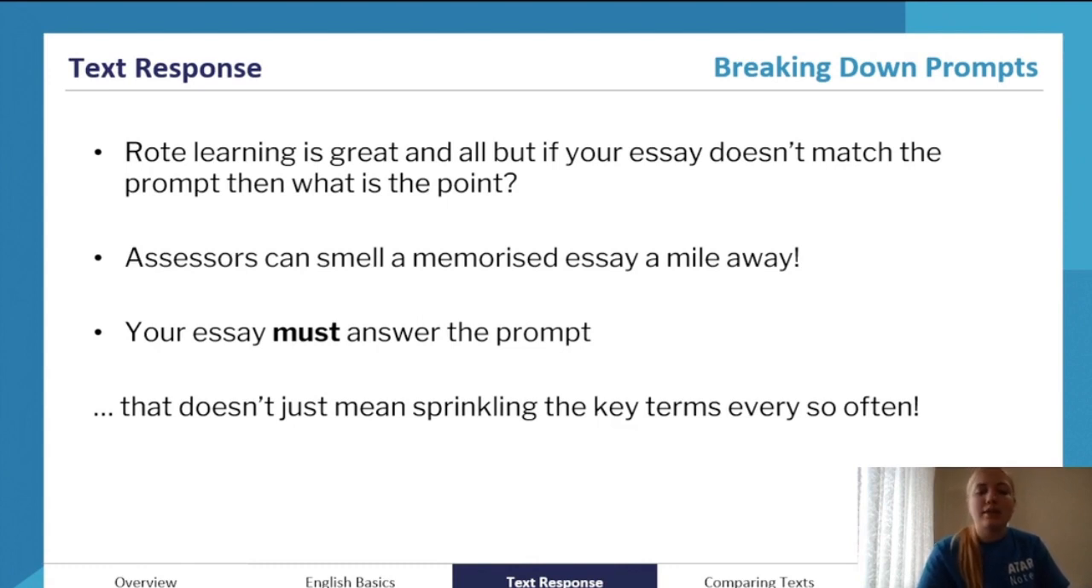So your entire essay has to answer the prompt. And that doesn't just mean sprinkling key terms every so often because you have a memorized essay and you just stick some terms in or slightly modify your analysis, even though your essay is still not relevant to the prompt. So really avoid doing this.